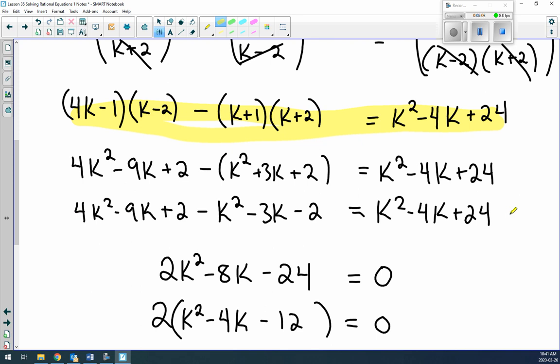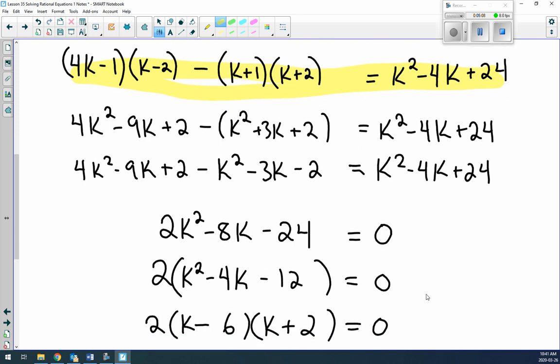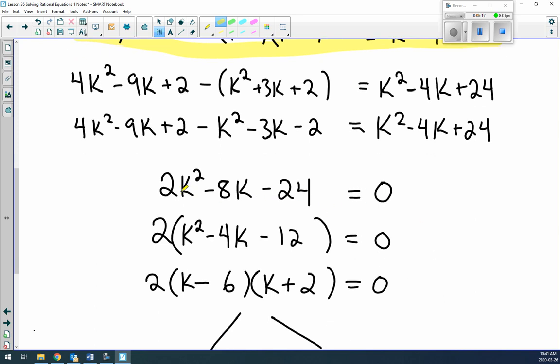Now, we have a big old line here of work. Let's rearrange everything. We'll bring all the k squares over to the left-hand side. We'll bring all the k's over to the left-hand side. And we'll bring all the constants over to the left-hand side. So we do that. We end up with 2k squared minus 8k minus 24. Now, GCF right off the hop. Take out a 2. There's the 2 pulled out. So k squared minus 4k minus 12.